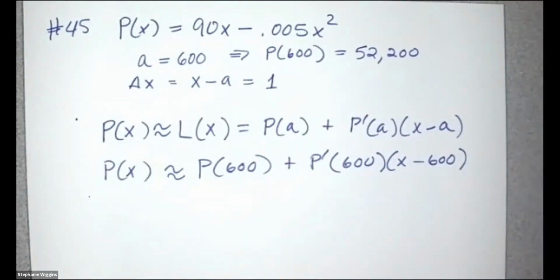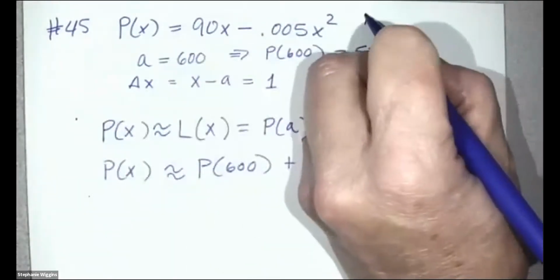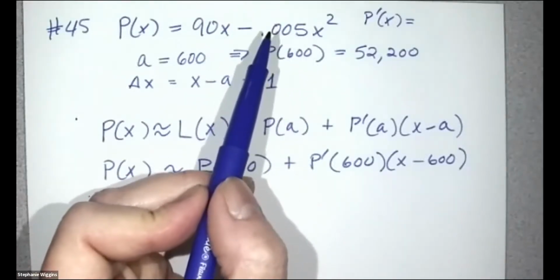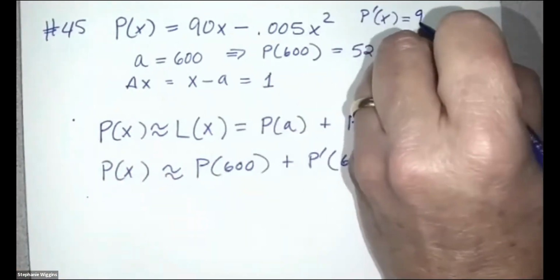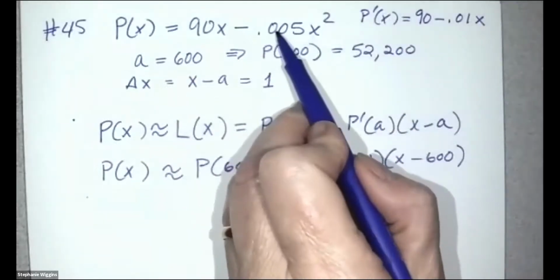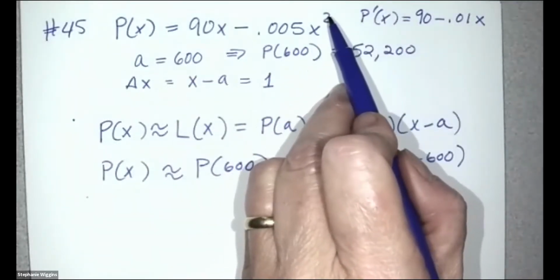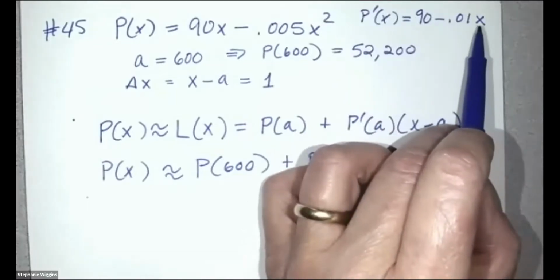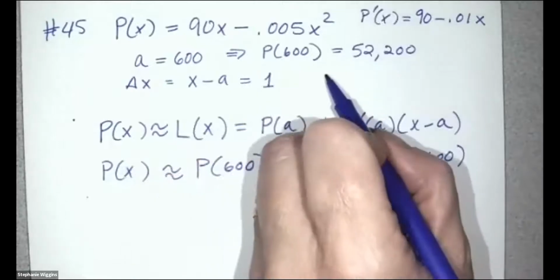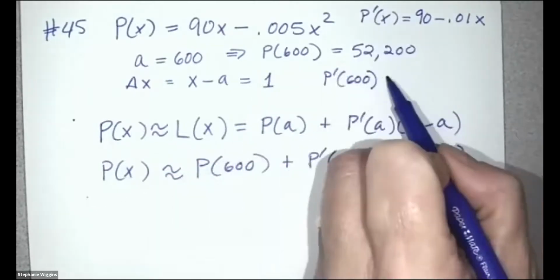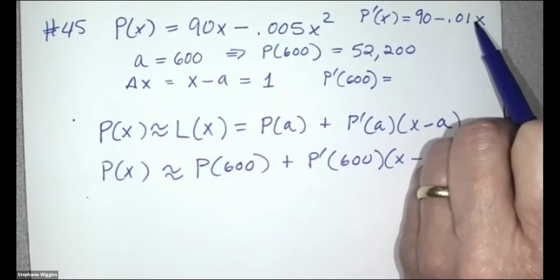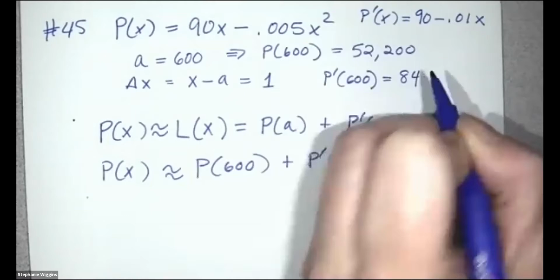All right. Now we have to calculate the derivative, right? And evaluate it at 600. So P prime is going to be 90 minus 0.01x. If I take 0.005 and multiply it by 2, I'm applying the power rule here, I get 0.01. And then, of course, I have to subtract 1 from the exponent, so I just get x here. And now, to evaluate this, P prime at 600, if I take 1/100th of 600, that's 6. 90 minus 6 is 84, okay?